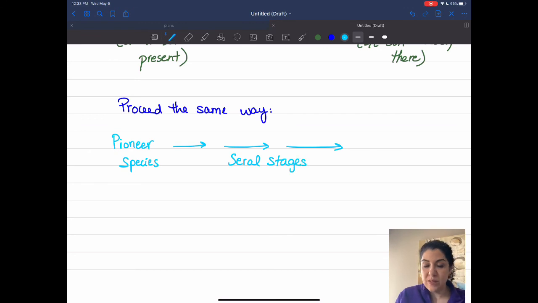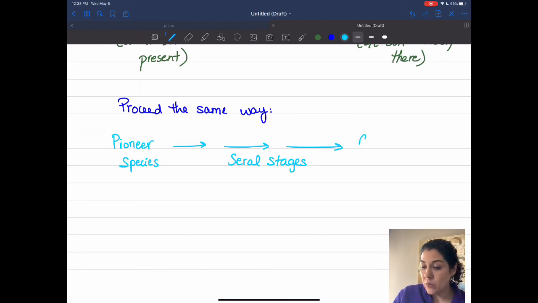a replacement of this pioneer species by a different species. So I might start with lichen on rock, and then that lichen is going to be replaced by grass, and then grass is going to be replaced by shrubs, and then shrubs might have deciduous trees, and then deciduous trees are going to be replaced by conifers, depending on which area I'm finding myself. But these are the stages of change. Those seral stages are the stages of change.